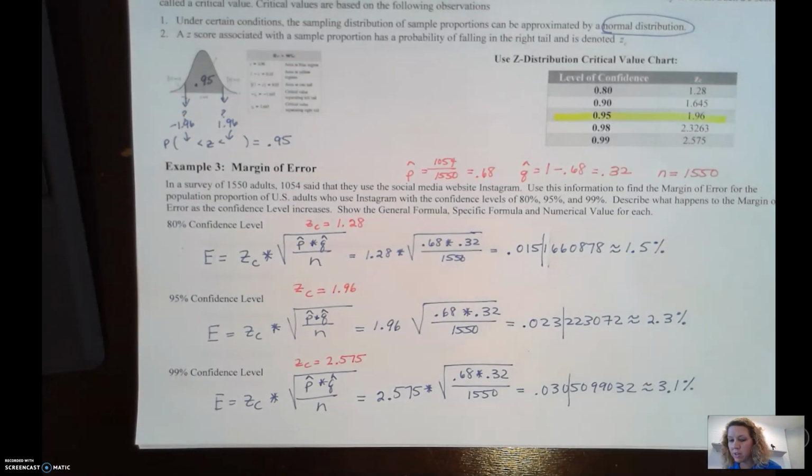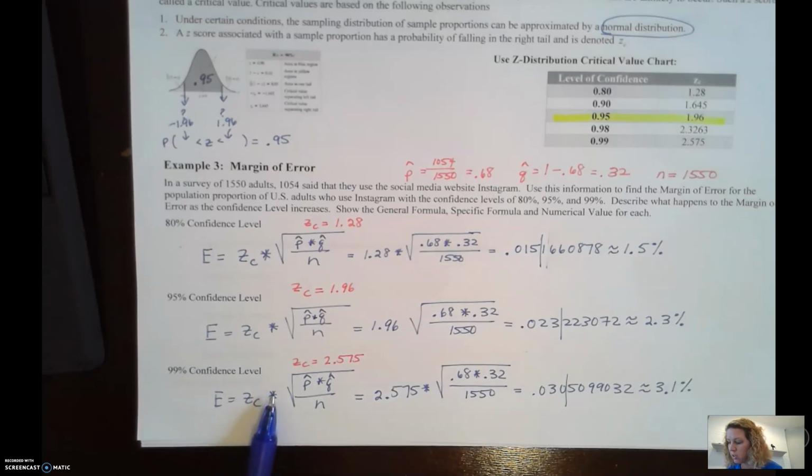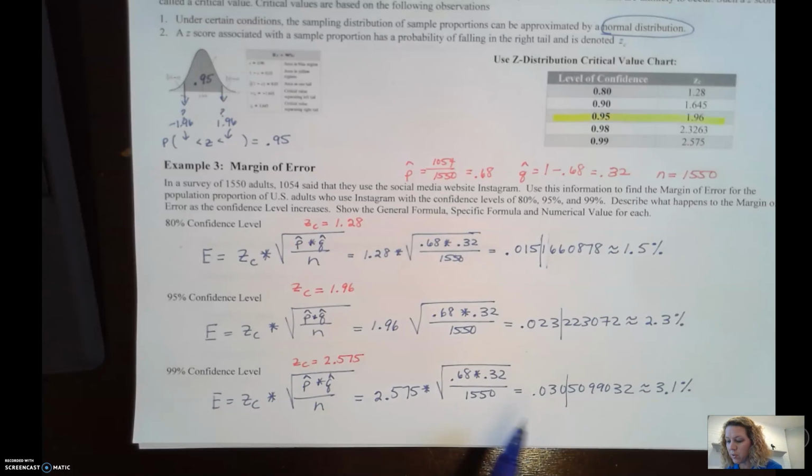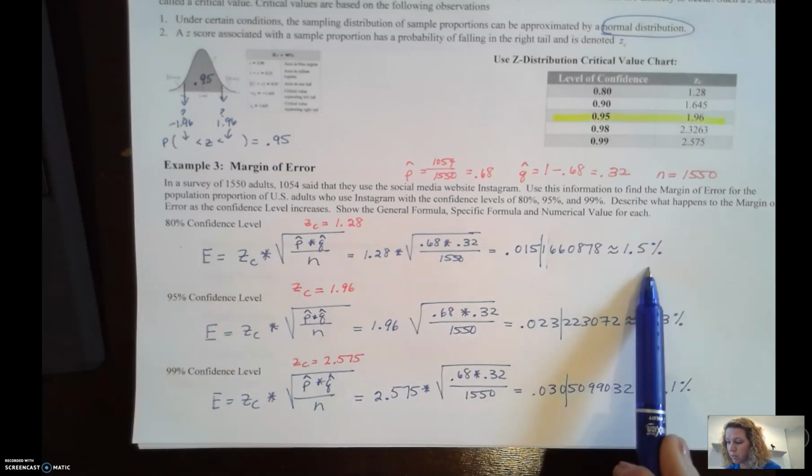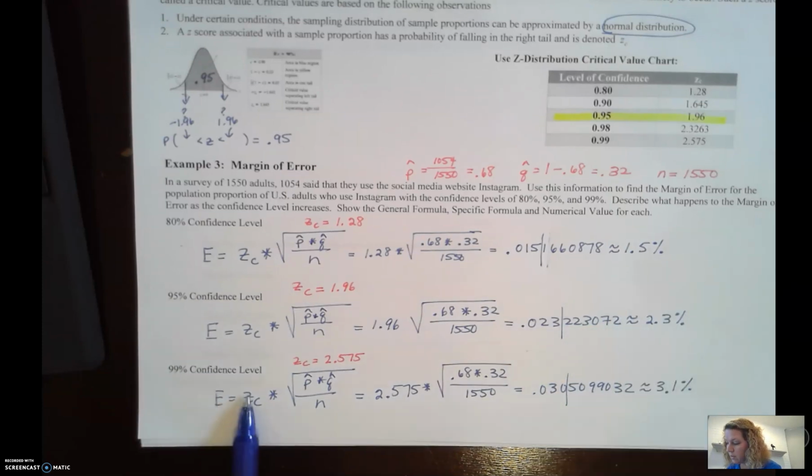I always think of confidence levels as a bullseye. If you were to throw a dart at a bullseye, if you have a larger confidence level, the higher chance you're going to hit it. If you have a higher confidence level, it's going to be bigger, and if you have a lower confidence level, it's going to be smaller.